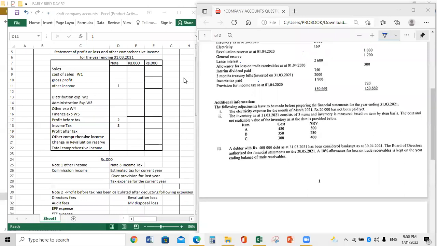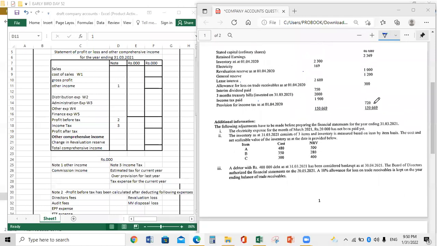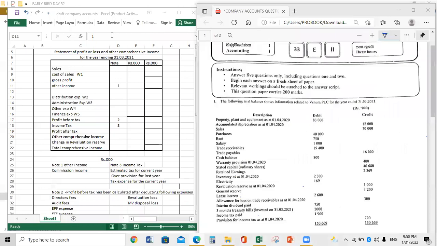So fine, let's start. Now see here, electricity expense for the month of March. Before you do, guys, always read this. First of all, just read this. Don't check the trial balance, read it. So the financial year is ending on 31st March 2021, then it's starting on 1st of April 2020, right? Make sure you first of all find that.